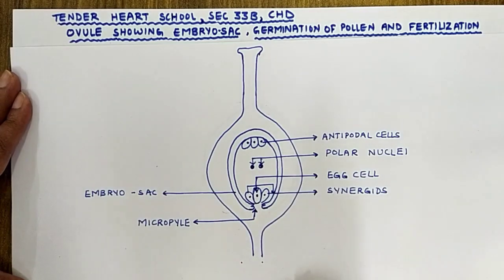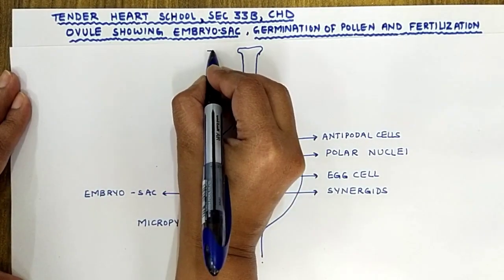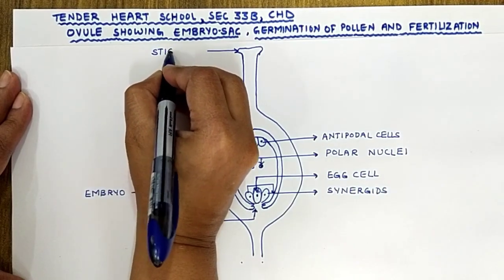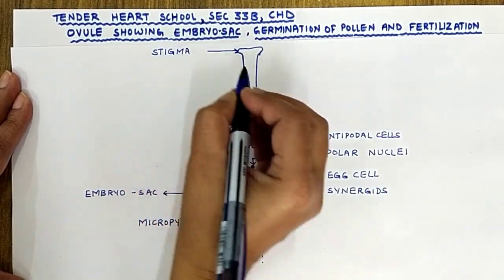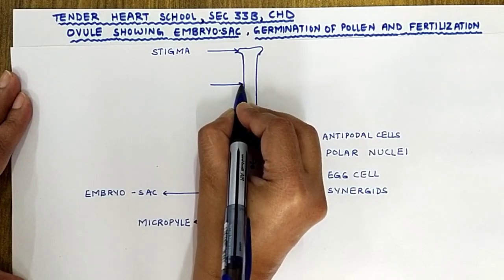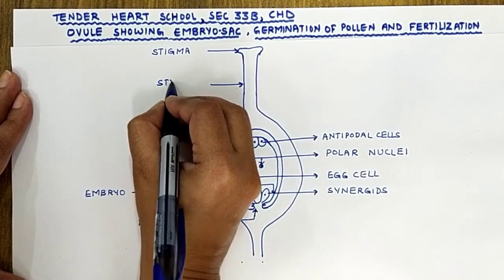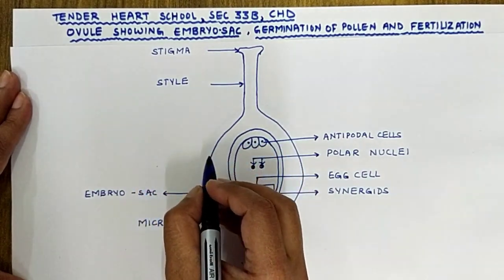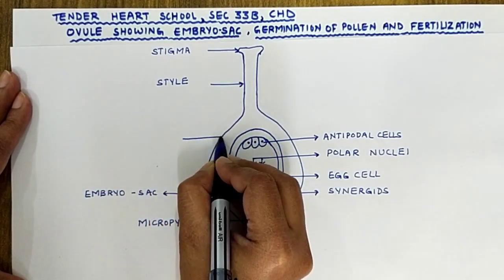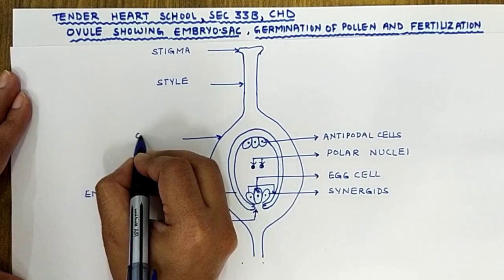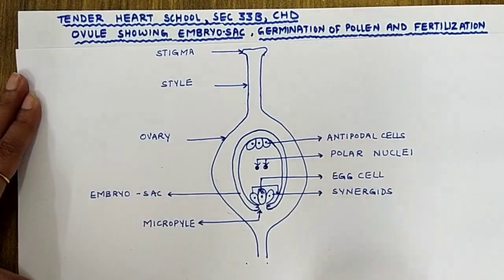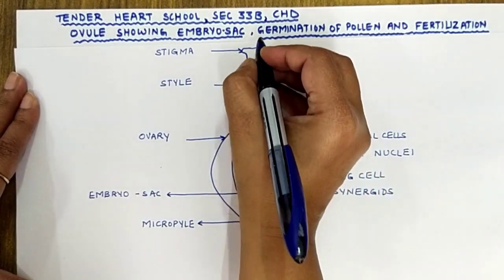Now let us label the major parts of the carpel. This is the stigma, you know. This is the style. And this one is the ovary. You know this. Now let us show the pollen grain.